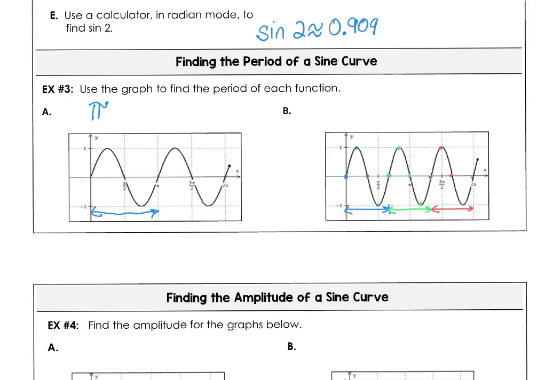So that tells us if we have 3 complete cycles in 2 pi radians, then we're getting 2/3 for the period, for one period, 2/3 of a pi.